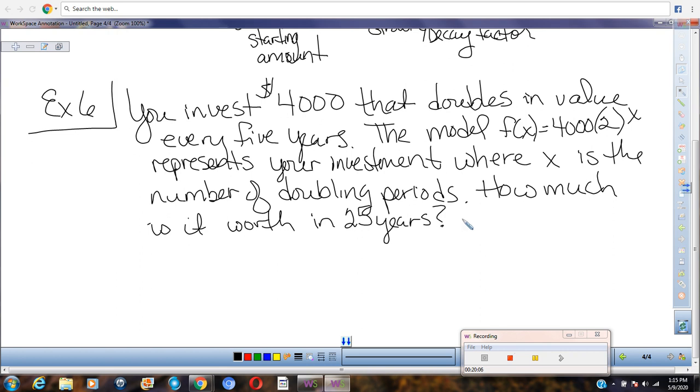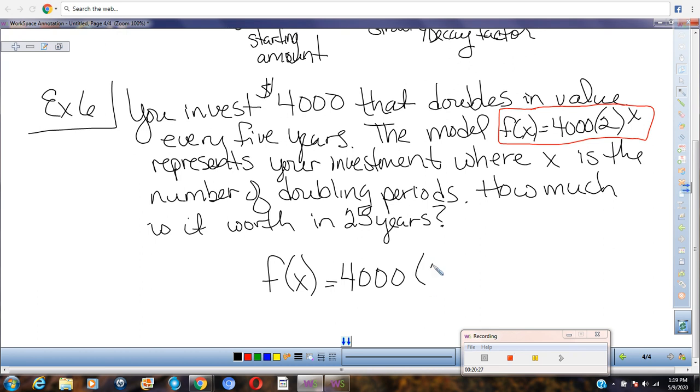All right. So they give you the function already, right? This function over here, this f of x equals 4,000 times 2 to the x. That's the function we're going to use. And all of your word problems today give you the function. You don't have to write them yourself yet. Don't you love how I put in the word yet? Just like in class.